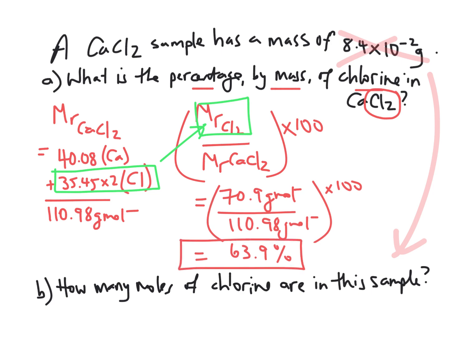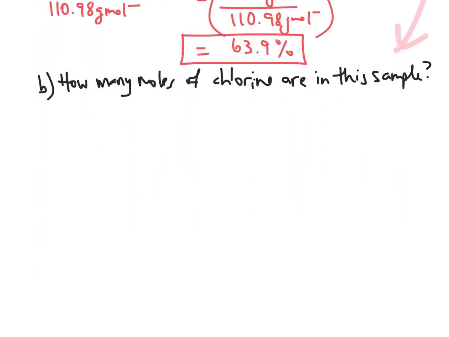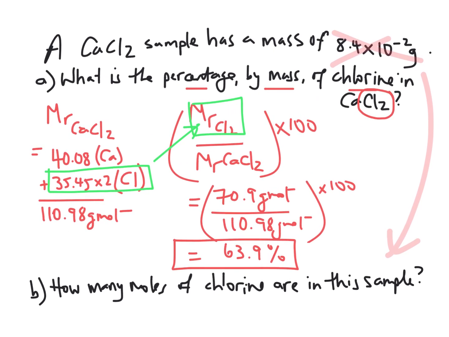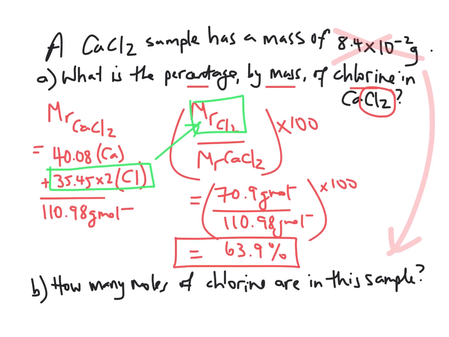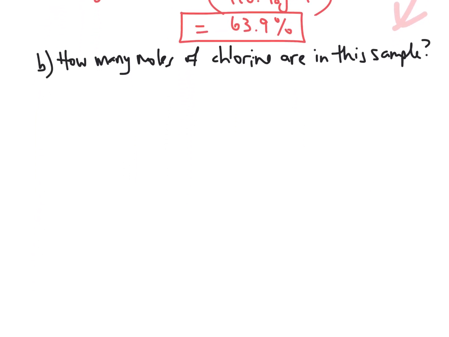Alrighty. So for part 2 here, or part B, I guess it is. See how many moles of chlorine are in this sample. For this one, the mass is important, right? Because it's asking about this particular sample. So it's 8.4 times 10 to the minus 2 grams. So let's get that out here. 8.4 times 10 to the minus 2 grams of calcium chloride.